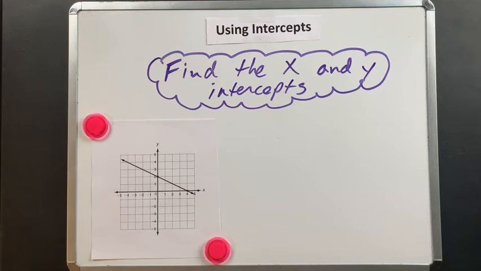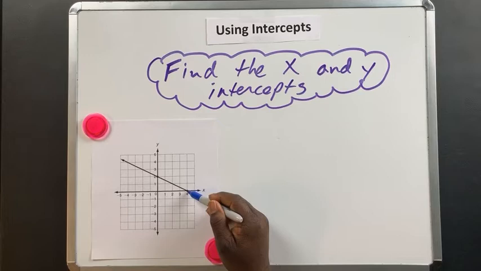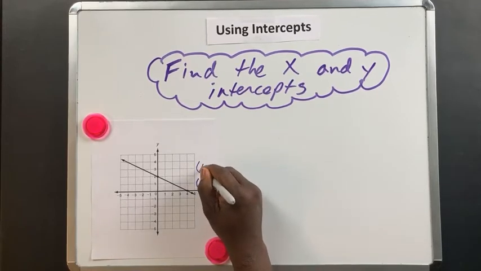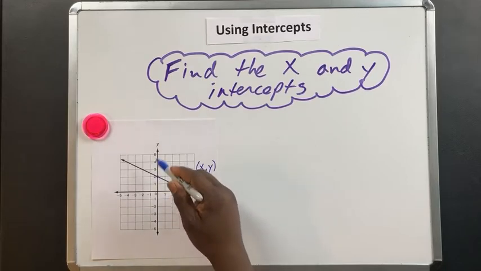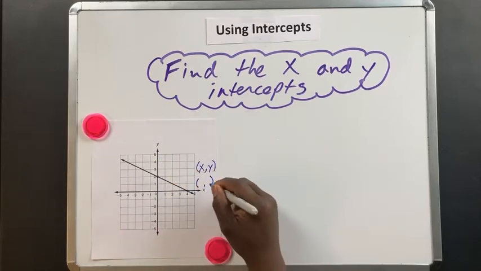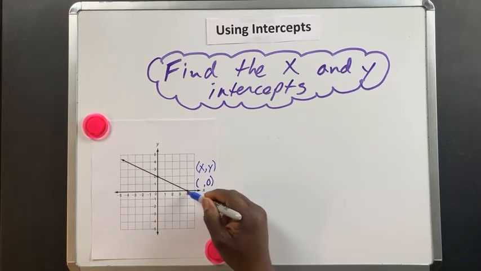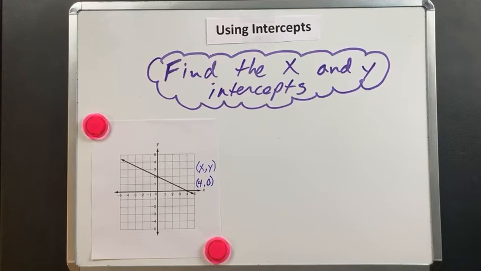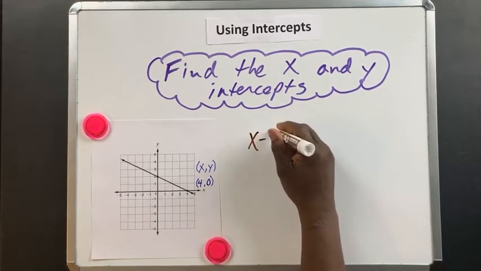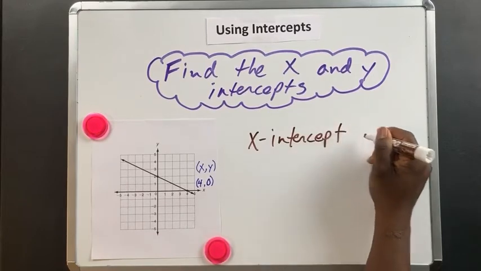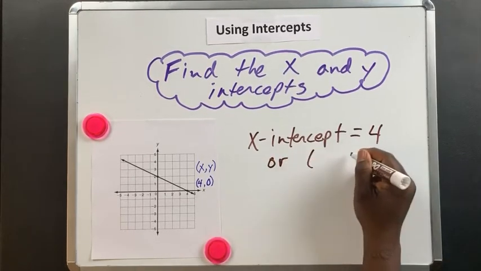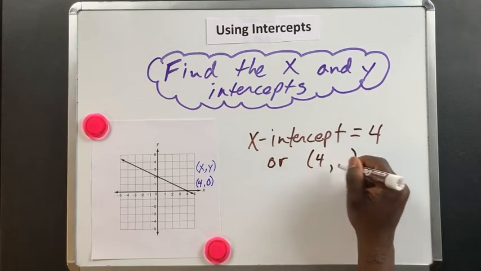If we have a point on the x-axis, then we set up the coordinates as x comma y. We know the y value is 0 if it's on the x-axis, and the x-intercept is positive 4. We can write it two ways. You can say the x-intercept is 4, or you can write it as an ordered pair, (4, 0).